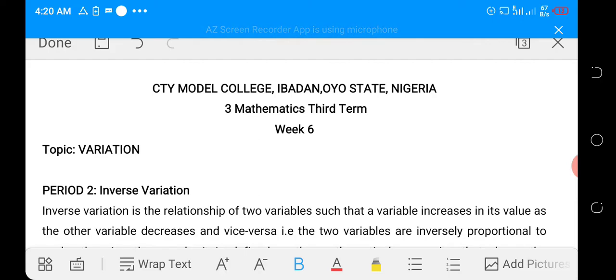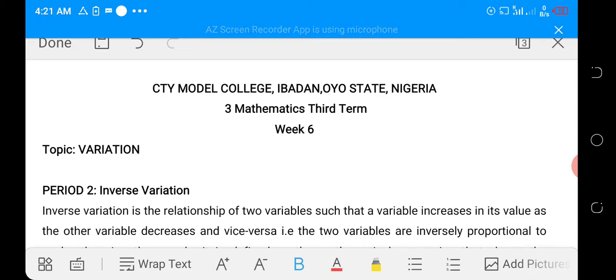Welcome to the second period of our e-learning mathematics class for 6th week. As I told you in the first period we had this week, the topic under discussion was variation. And we shall continue with that topic this week, variation. In the previous class, we were able to look at direct variation. Today, we want to look at inverse variation.